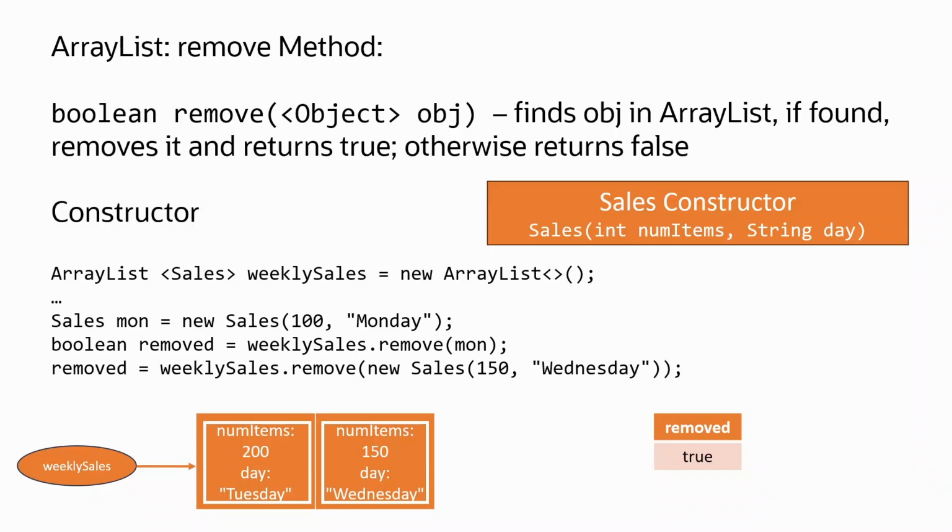If we then say weeklySales.remove(new Sales(150, Wednesday)), that will search the list and it will find it at element 1, remove it, and also return true.